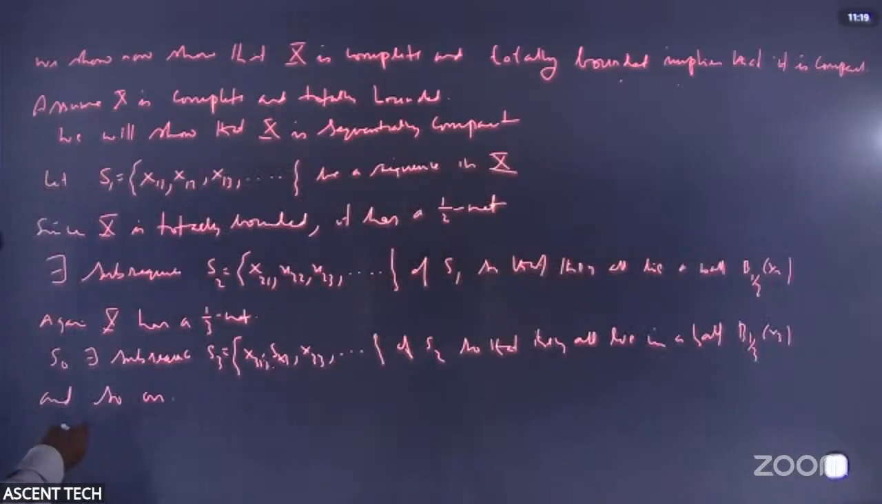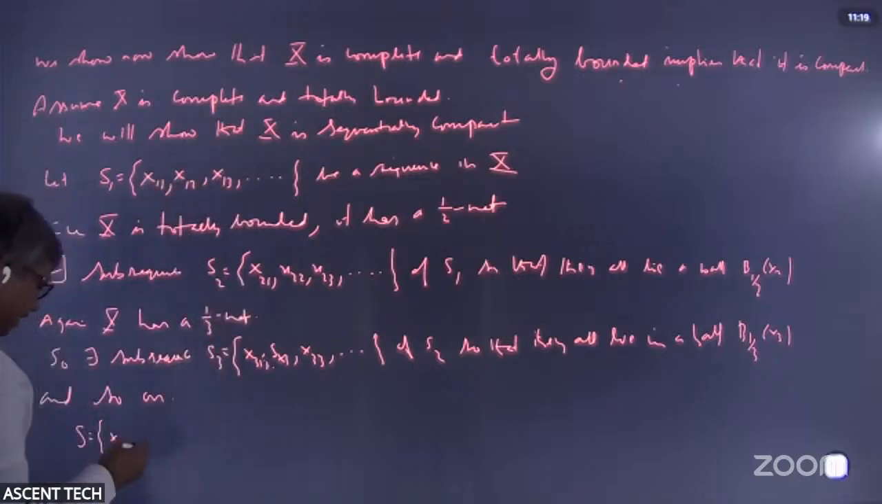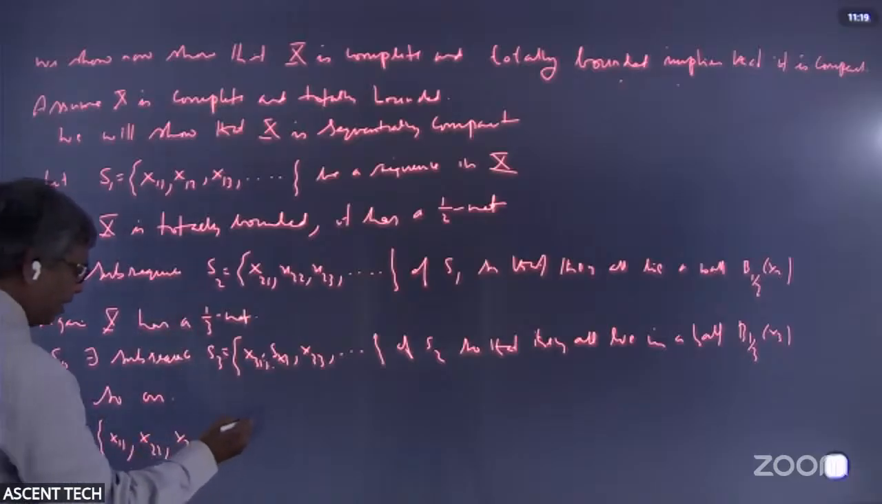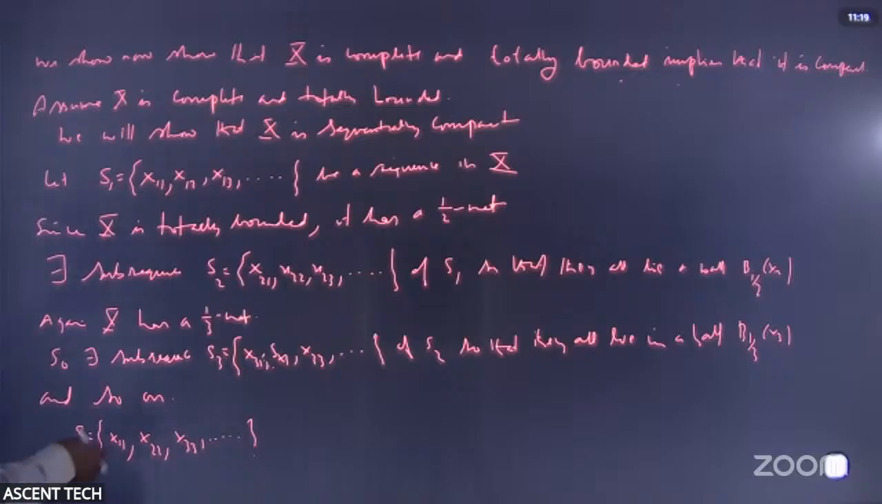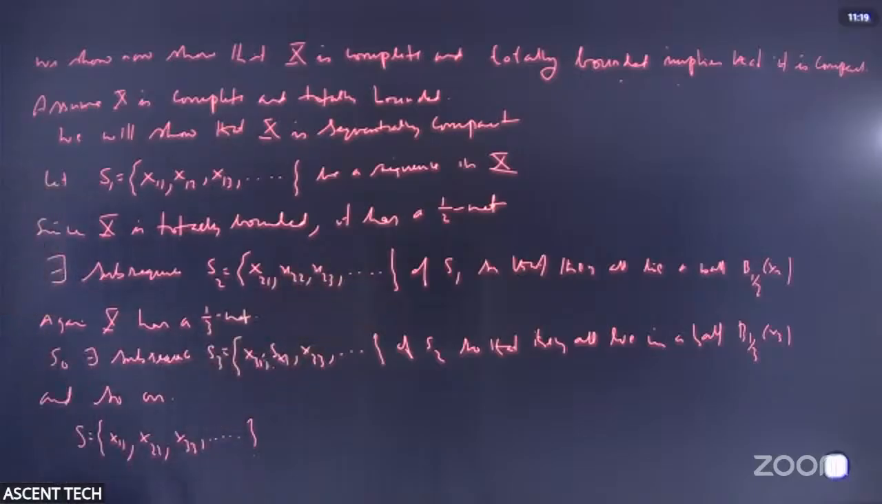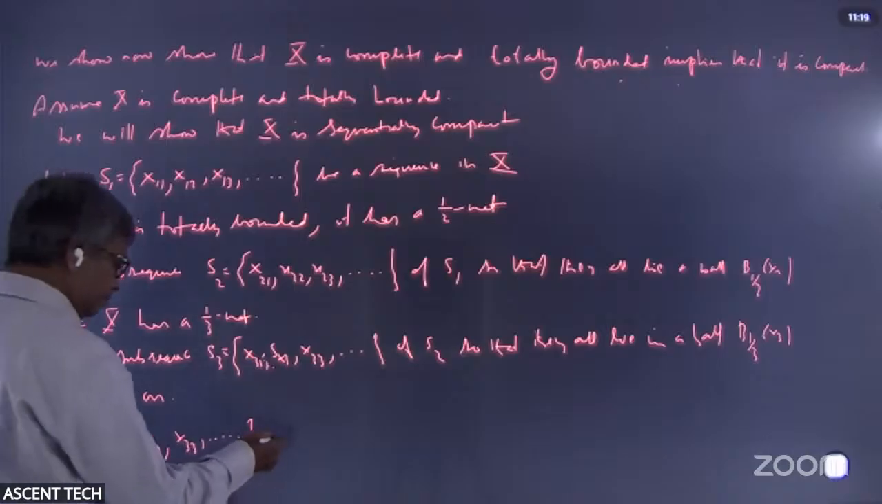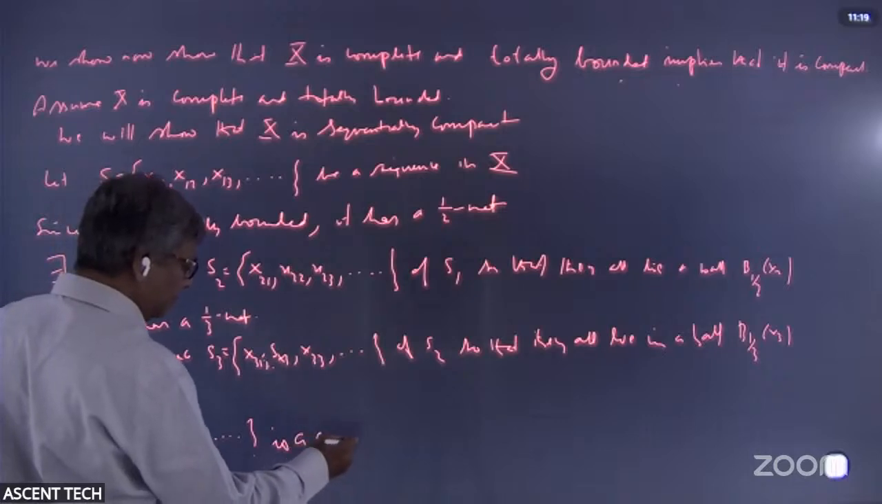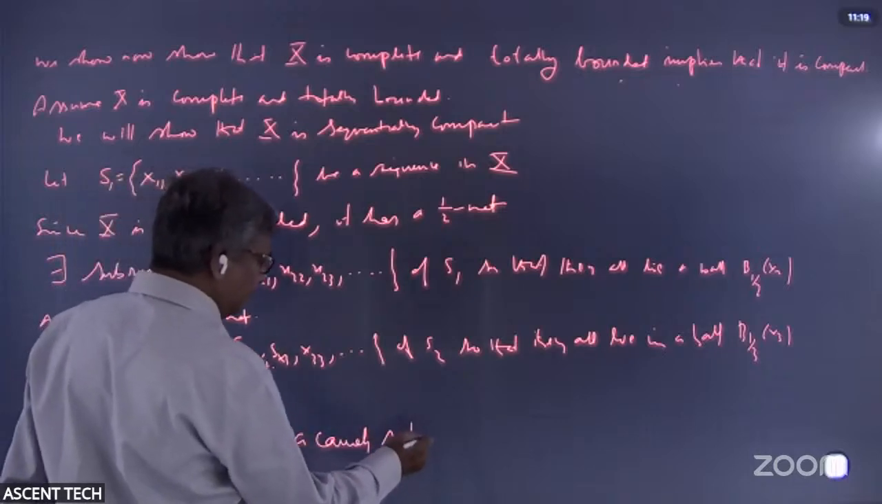Okay. Now let us look at the subsequence S consisting of X11, the first element of the first sequence, and the second element X22 of the second subsequence, and X33 of the third subsequence, and so on. So what happened? All of them will lie in a particular ball of radius very small, 1 by n. So you can see that this is very easy to see that this is a Cauchy sequence, a Cauchy subsequence of S1.